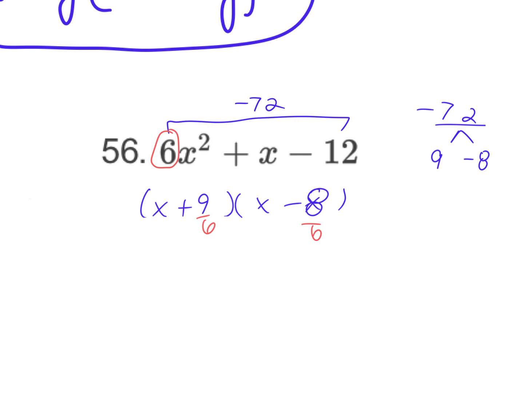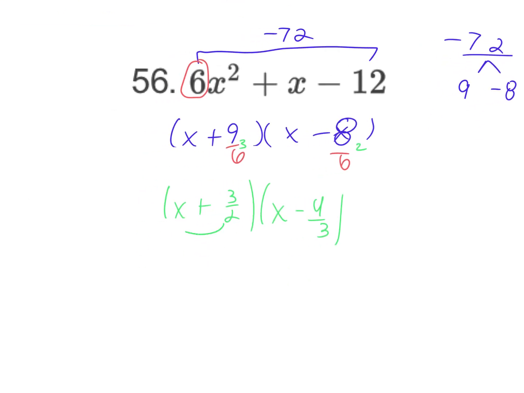So 3 goes into both 9 and 6. So 9 divided by 3 is going to leave me with x plus 3/2. Here, I can divide top and bottom by 2. So that leaves me with x minus 4/3. Then my denominators become coefficients. So it's 2x plus 3 and 3x minus 4.